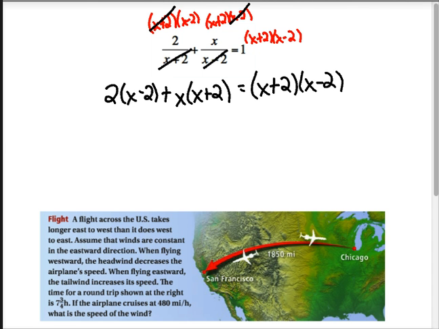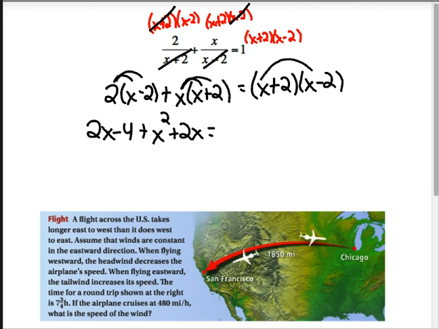All right. So again, now we have something without any fractions that we're going to be able to solve. So I'm going to distribute that 2, get 2x minus 4. I'm going to distribute that x to get x squared plus 2x. And now that can be FOILed. When you FOIL it, you get x squared minus 2x plus 2x minus 4.